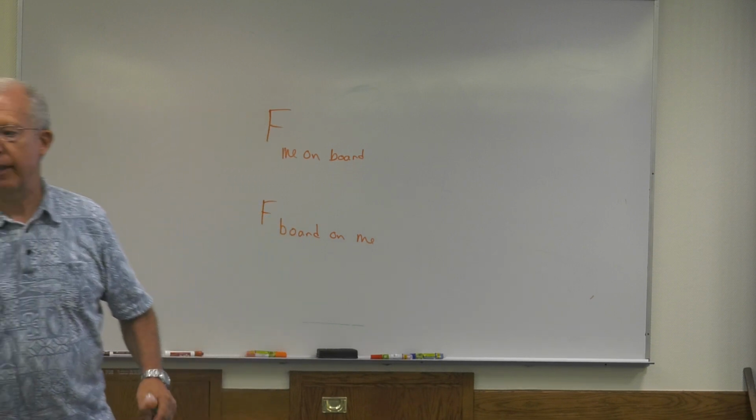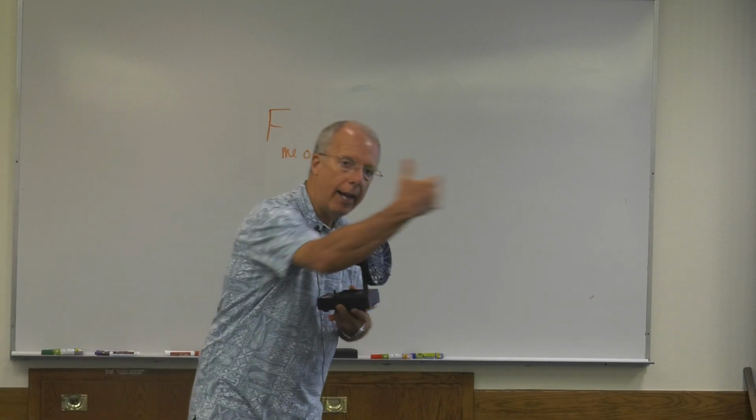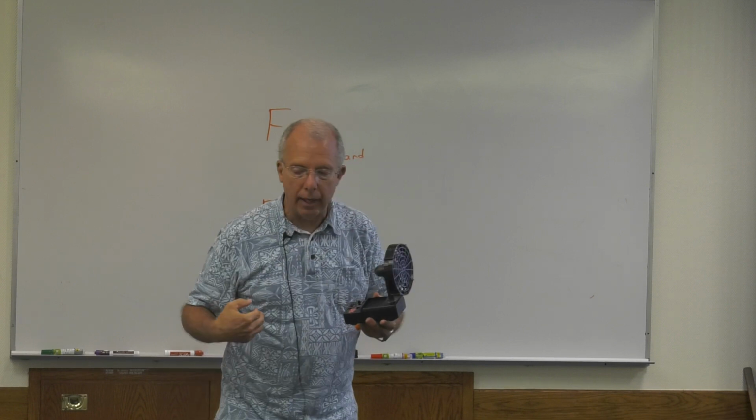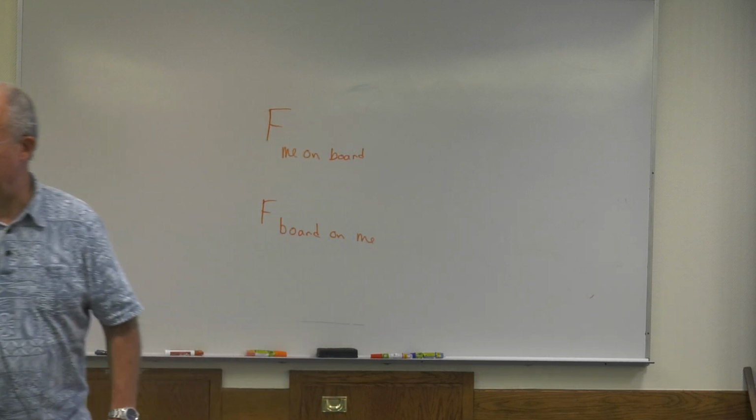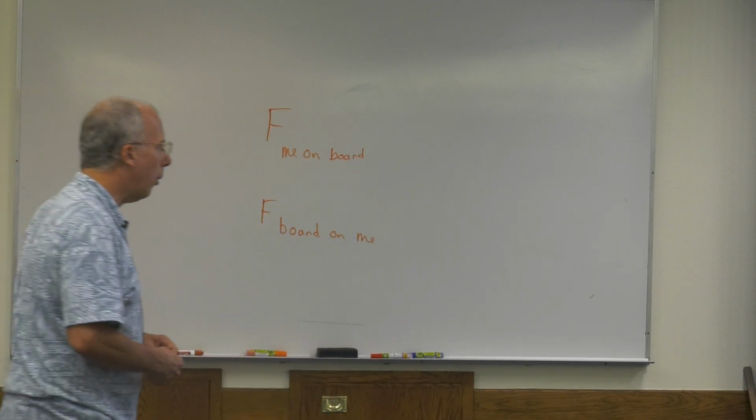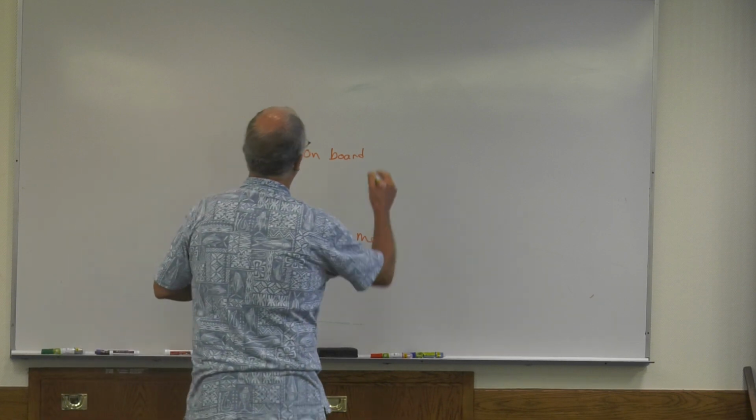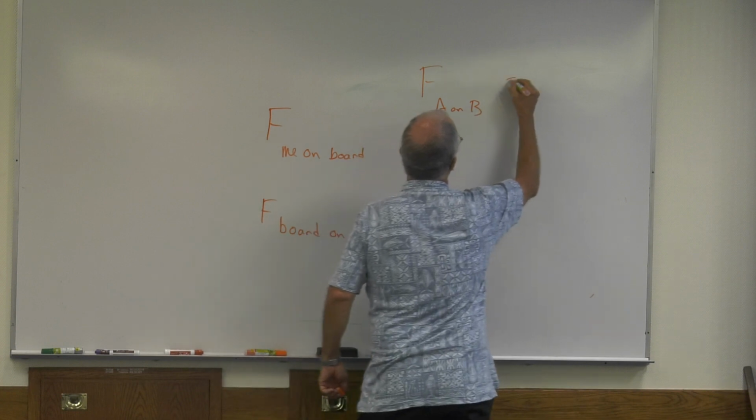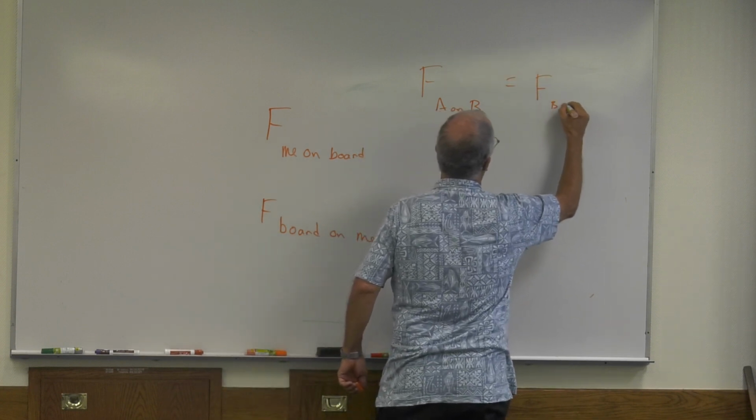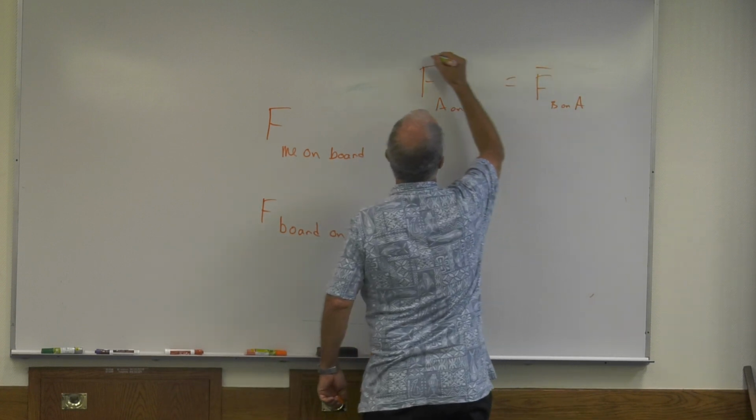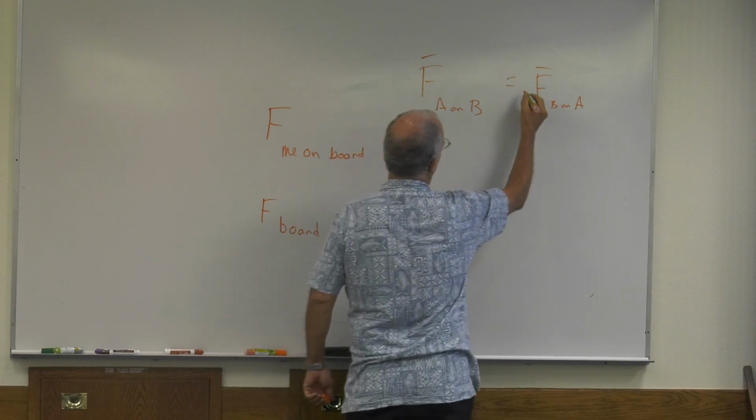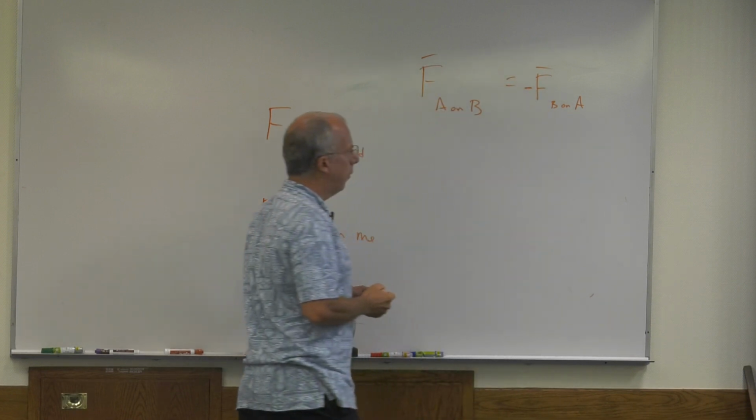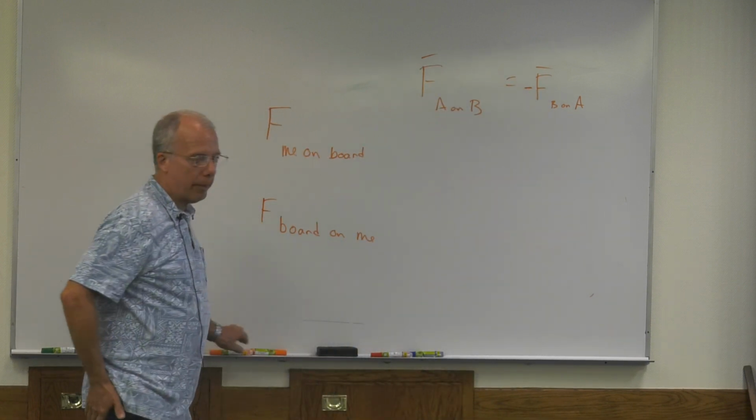So forces always come in pairs. For this thing, the fan moved the air, the air moved the fan, or cart, whatever you want to call it. So forces always come in pairs. If there's a F, A on B, there's always going to be a F, B on A. And now since I'm putting the vector sign, I've got to put a minus sign, right? So the forces are always equal and opposite.